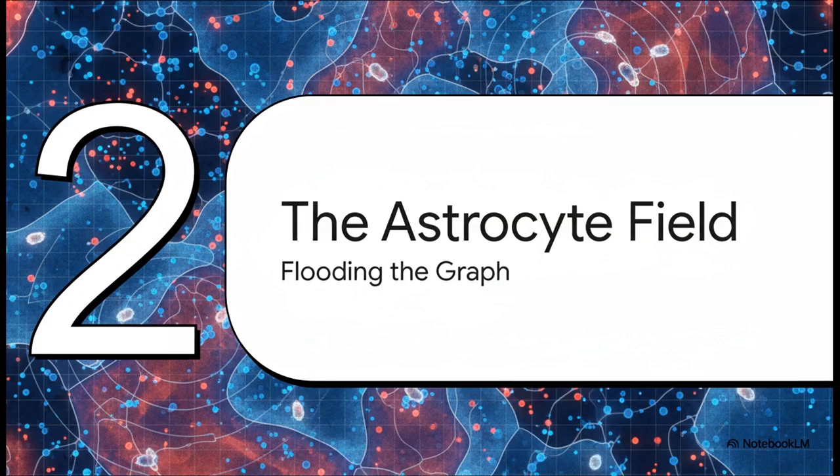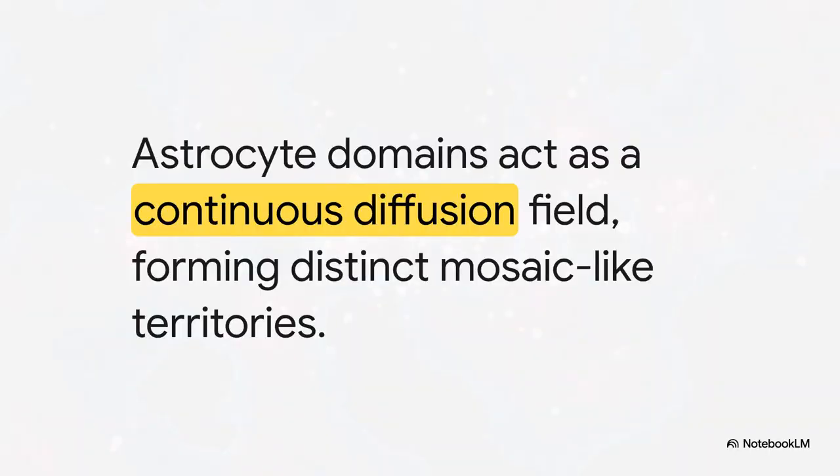Moving right along to Section 2, the astrocyte field, where we flood the graph with fluid dynamics. Once we have that 3D space, we flood it with a continuous volumetric fluid that represents astrocytes. In a real human brain, a single astrocyte can contact up to 2 million synapses. It has this massive spatial domain of influence. So, in our emulated system, these astrocyte domains operate as a continuous 3D diffusion field. Picture these distinct mosaic-like territories of modulating fluids just wrapping around our neural network, slowly reacting to local activity over time.